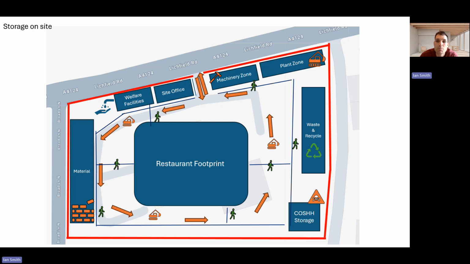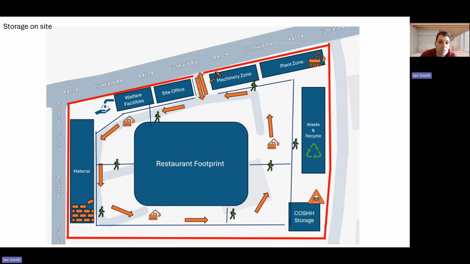This will ensure materials, plant and hazardous substances are stored safely and accessed efficiently. Our materials, such as bricks, concrete, SIPS panels, timber and windows, will be stored in a designated material storage area to the west of the site, identified here. Heavy materials and concrete blocks, pallets of bricks and bags of gravel will be placed on firm, level ground with adequate load bearing capacity.